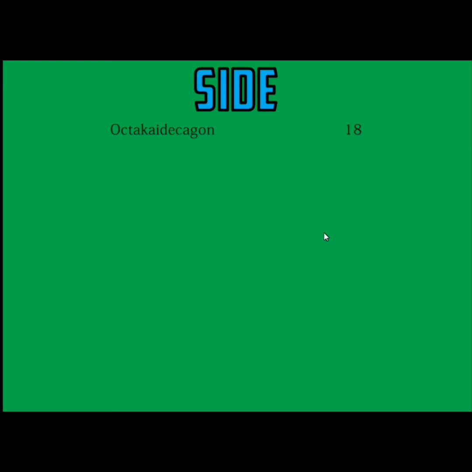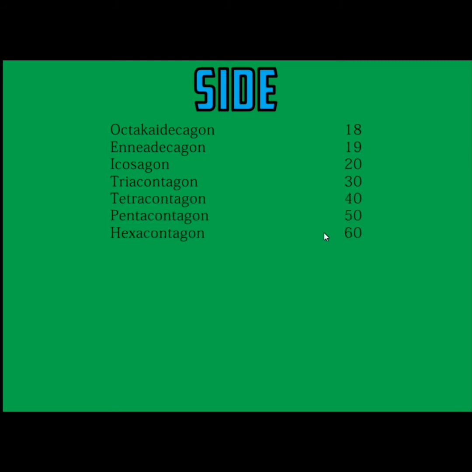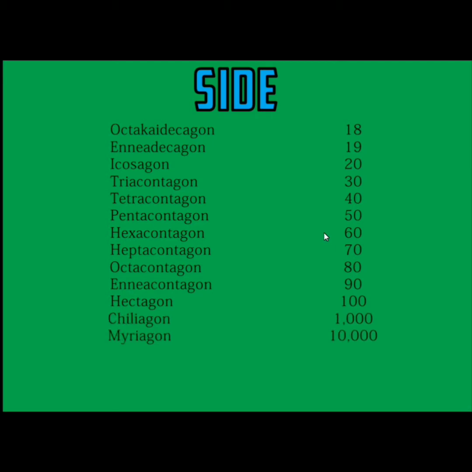Here we have icosagon that has 20 sides. Pentacontagon, 50. Hectogon, 100. Myriagon, 10,000. And googolgon, for 10 raised to the 100 sides.